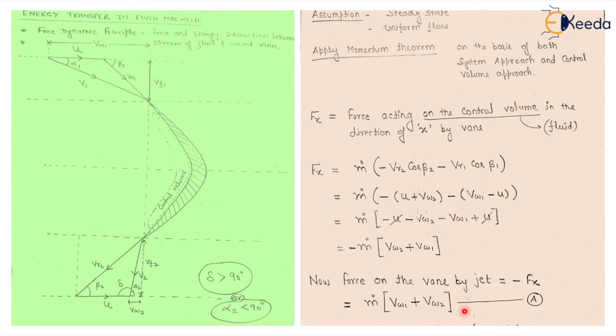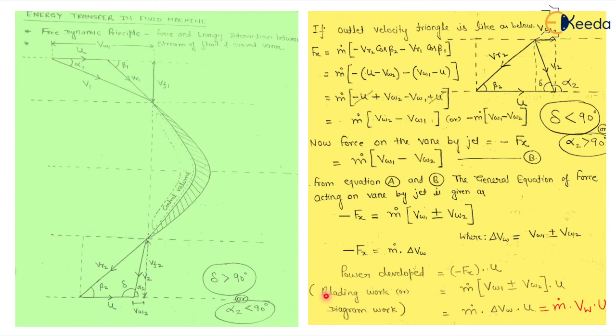Similarly, using the outlet velocity triangle, if the outlet velocity conditions change like this, you see here in this case alpha 2 is greater than 90 and in this case alpha 2 is less than 90. If this condition changes, then we get the force on the vane by the jet as this one. So in general, the force on the vane by the jet is mass flow rate into VW1 plus or minus VW2. I think it is clear.